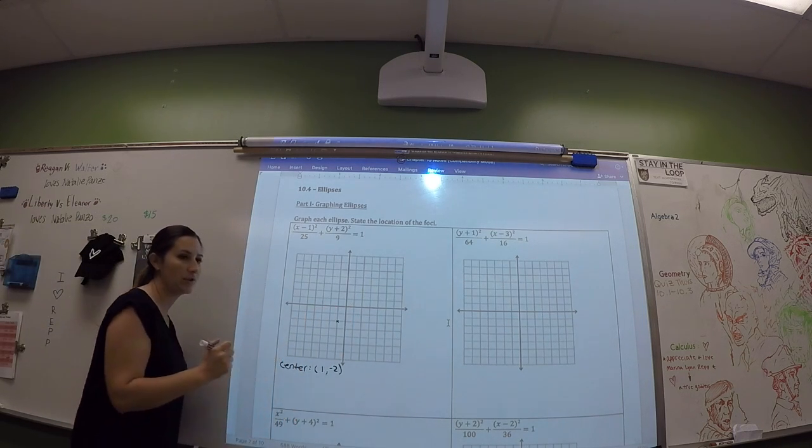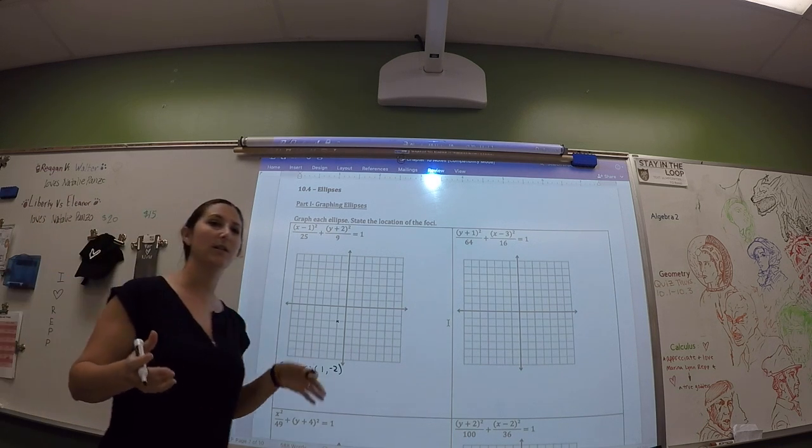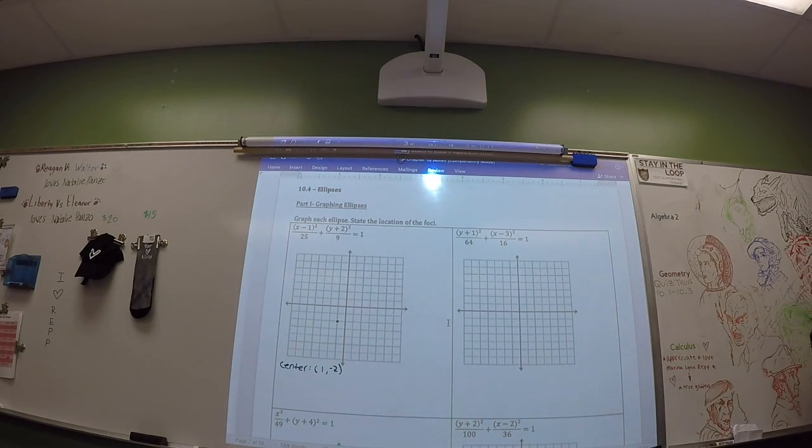I've told you this before, I graph my center with an x so that it doesn't look like some other random point on the graph, but you don't have to do that if you don't want to. You can graph it like a circle.